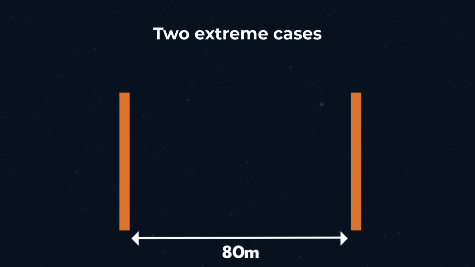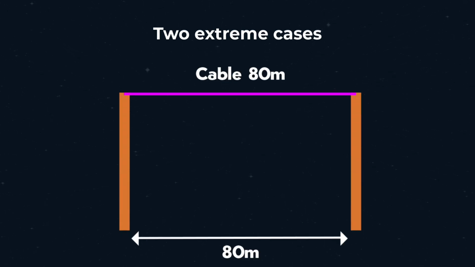Now let's analyze two extreme cases to gain insight. If the poles were 80 meters apart, the cable would be fully stretched horizontally, meaning its lowest point would remain at the top of the poles, 50 meters above the ground, which is clearly incorrect.